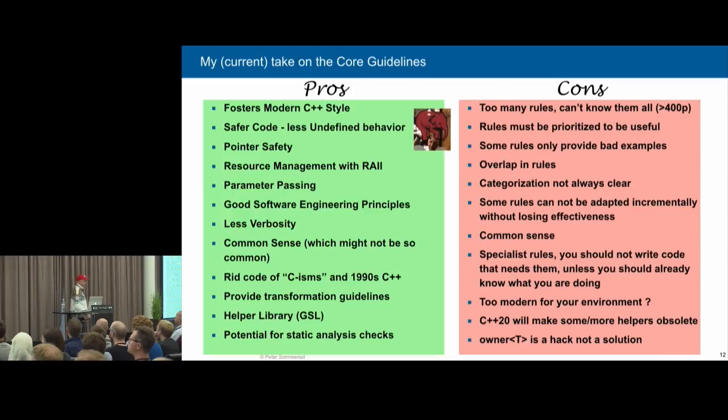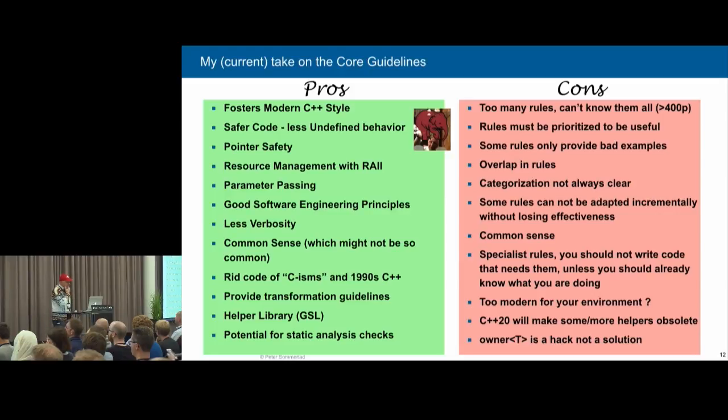So we have less verbosity. We have a lot of common sense, which might not be so common, telling you what you should do, but you might know that you should do it and you're not actually acting on it. A lot of getting rid of C-isms and 1990s code. Who has a code base that started before 2011? That's where you're actually the target audience for the C++ core guidelines, to modernize your code base.